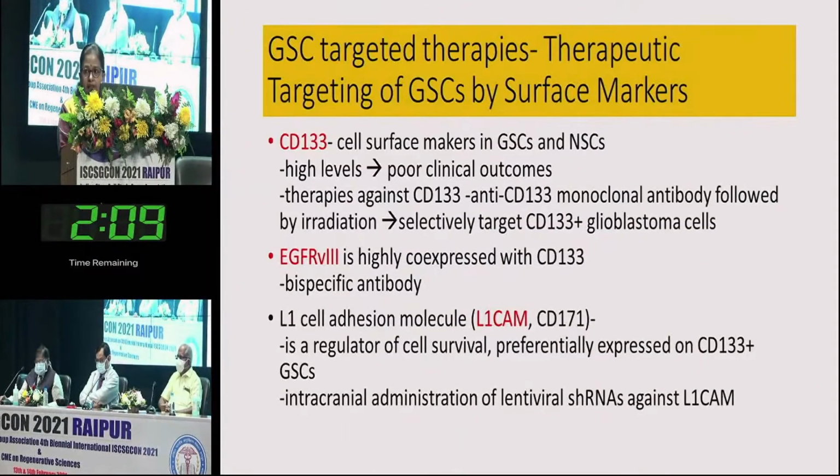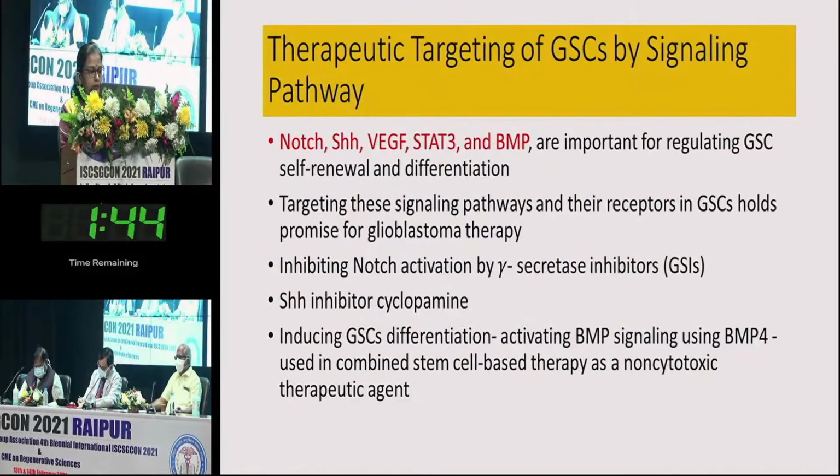What are the targeted therapies? The first is therapeutic targeting by surface markers. The important surface markers of glioma stem cells are CD133, EGFR variant 3, and L1-CAM. These markers are amongst a big list of markers, but the importance of these markers is that there are specific drugs available which can target these markers and therefore give rise to better response to treatment.